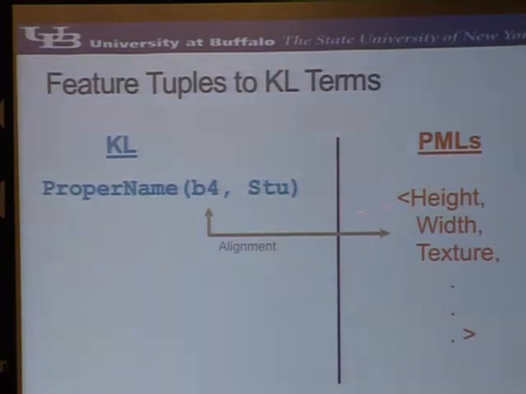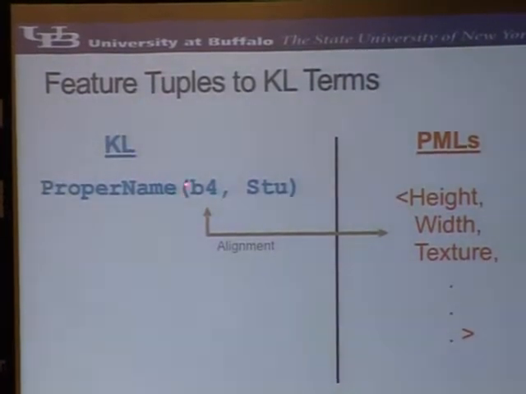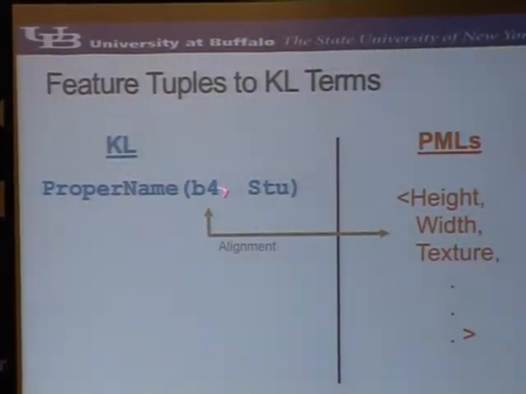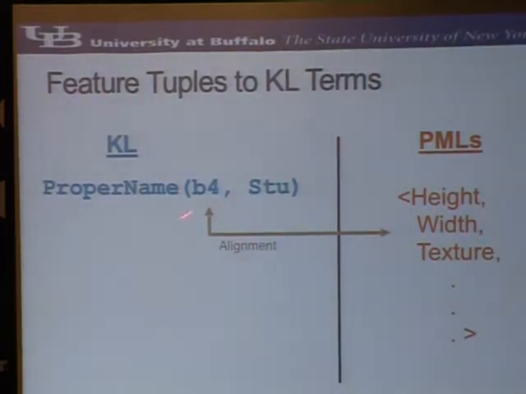And then a connection of the PML structures to KL terms. So in KL, there could be this proposition, a proposition valued expression, that the proper name of B4 is Stu, where B4 is aligned to this PMLS structure, i.e. the agent, in a sense, knows what Stu looks like. That is, if it senses this PML structure, it can interpret that as B4, and if it needs to find B4, it can direct its sensors to look for something that satisfies that structure.